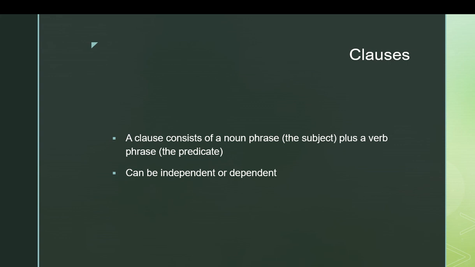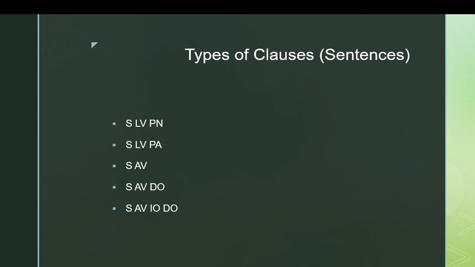the adverbs and prepositional phrases associated with the verb, that kind of thing. And clauses fall into two categories, which are independent and dependent clauses, which we'll get into in a minute. Now, all clauses fall into one of 5 categories. Sometimes these are listed as the types of sentences. Really, they're the types of clauses.